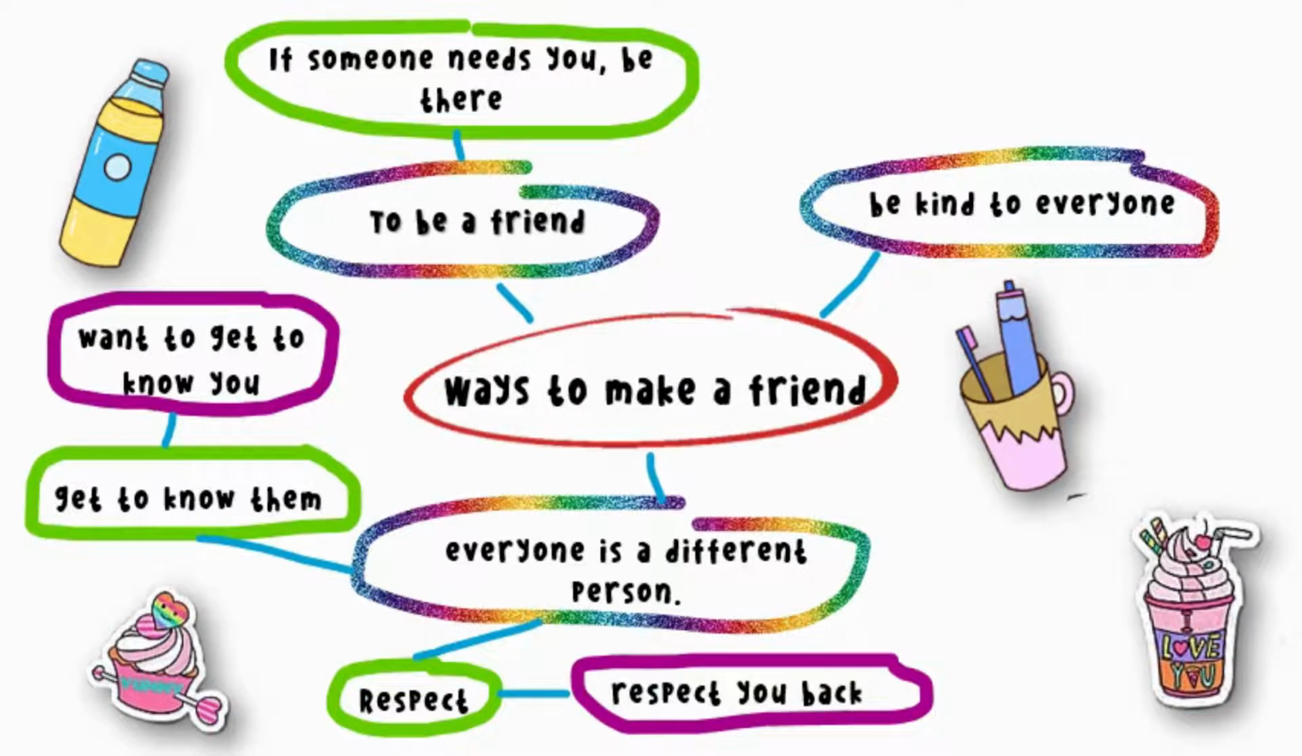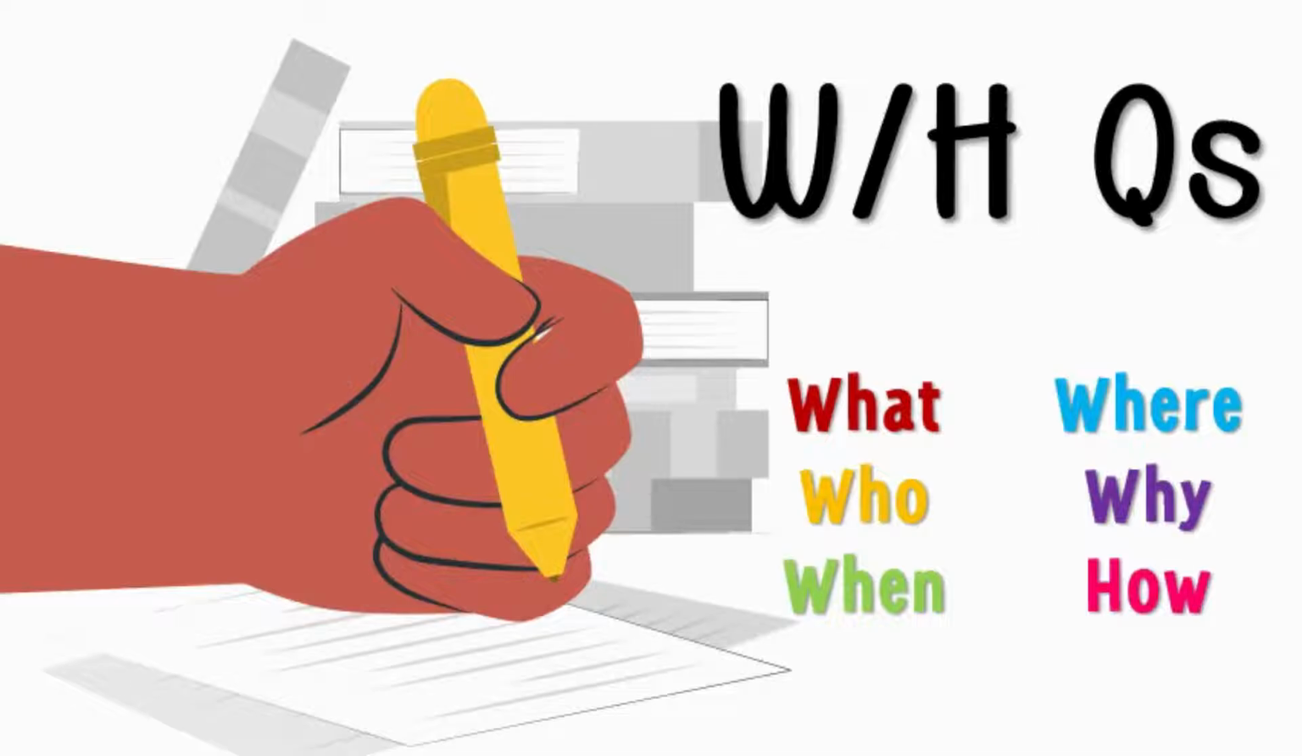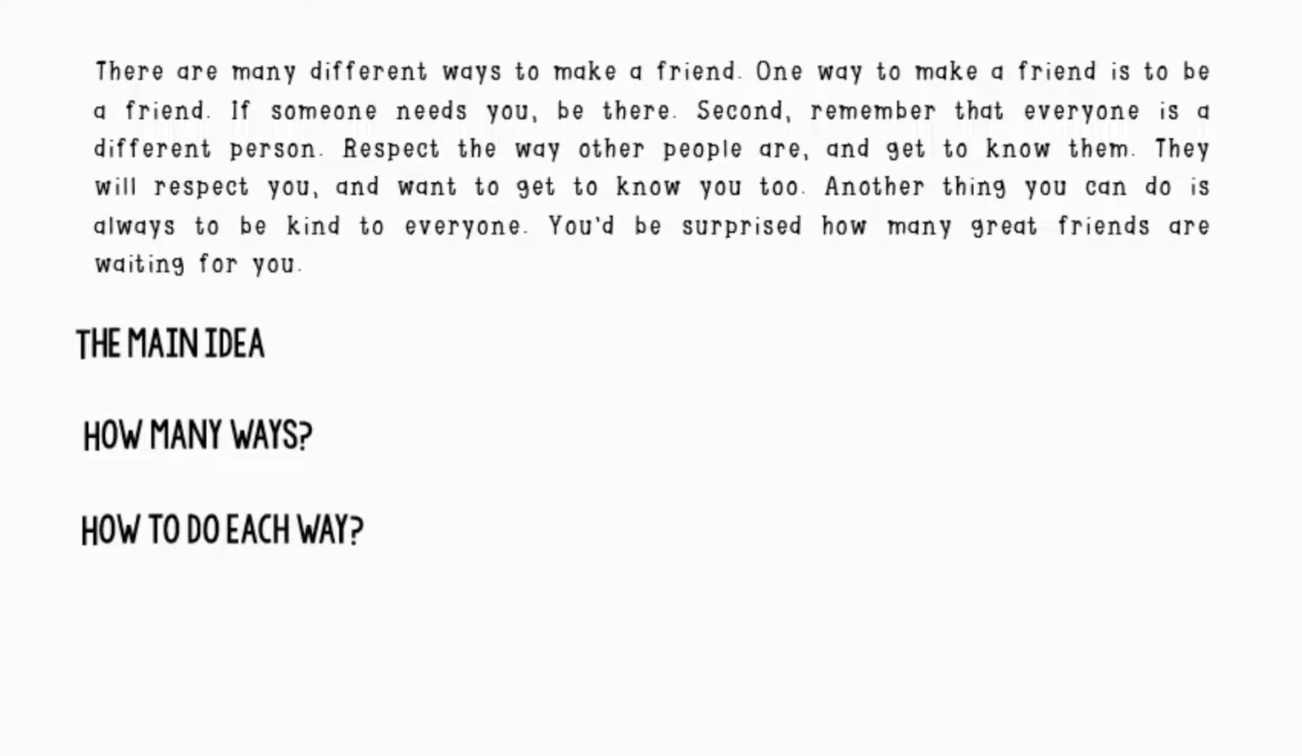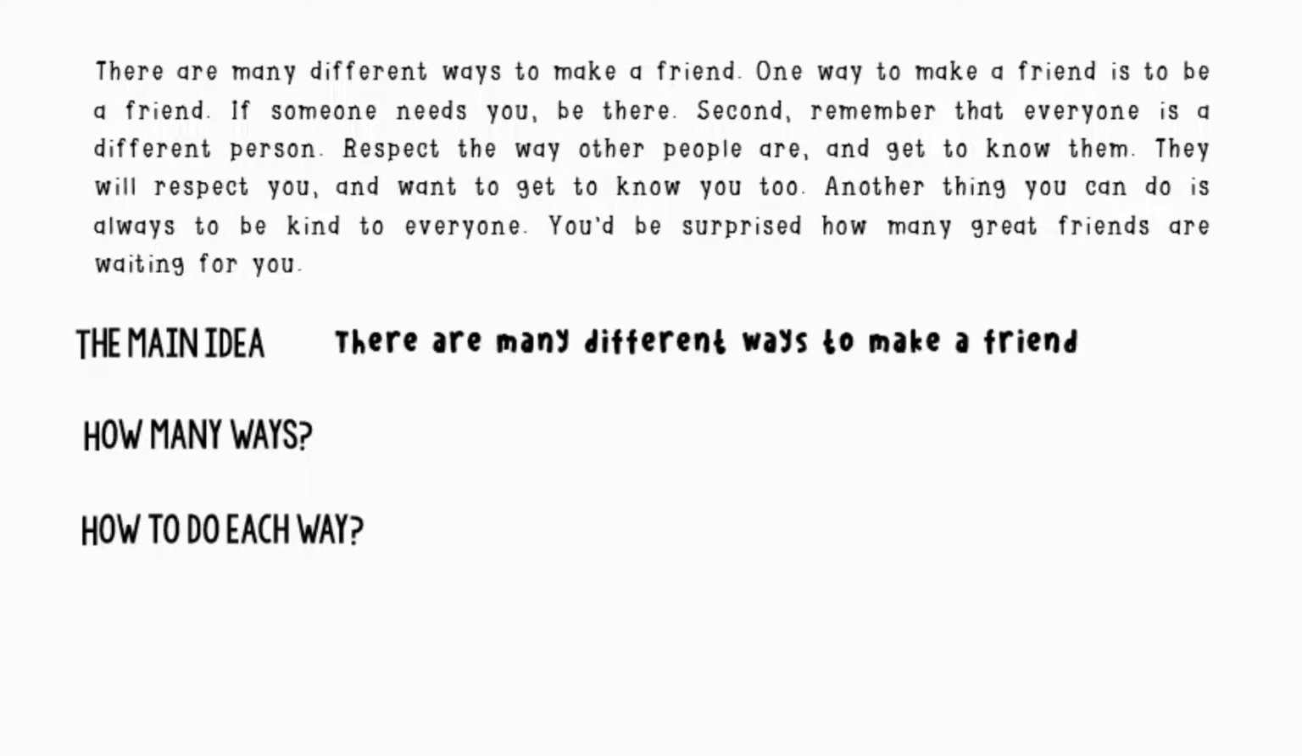What about the second approach? We use WH questions. So we use what, who, when, where, why, how, and what happens for answering the questions, and then we put them into the main idea. How can we do that? Let's take a look at it. With the same passage here, we have to find out the main idea first. Finding out the main idea, the topic or the theme, is a must. This is the first step. So what is the main idea? There are many different ways to make friends, the same as before. And then how many ways?